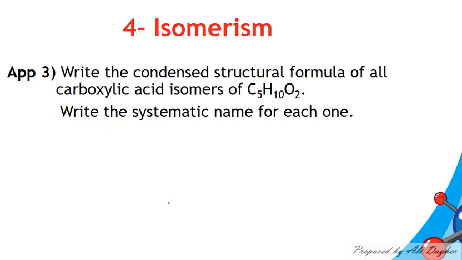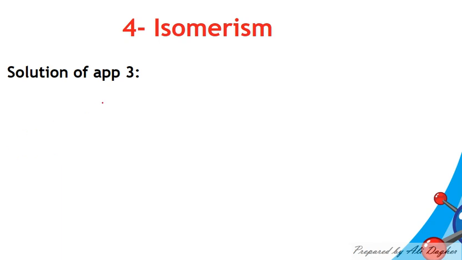Application 3, we have a C5H10O2 carboxylic acid. We need to write the isomers of the carboxylic acid of formula C5H10O2. Take your time to write these isomers, and after that we see the solution of application 3.